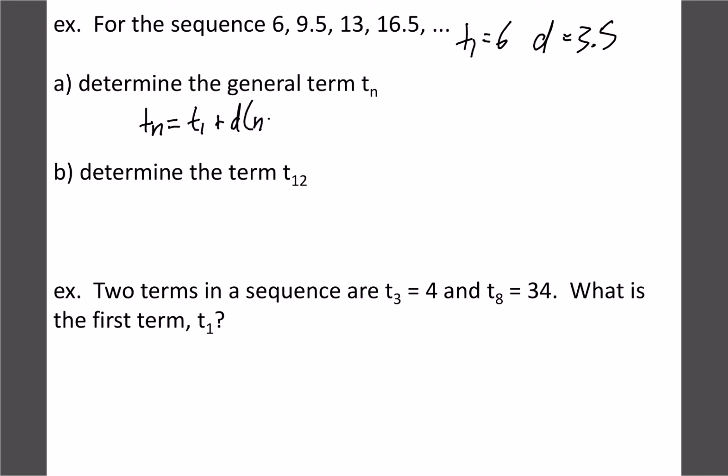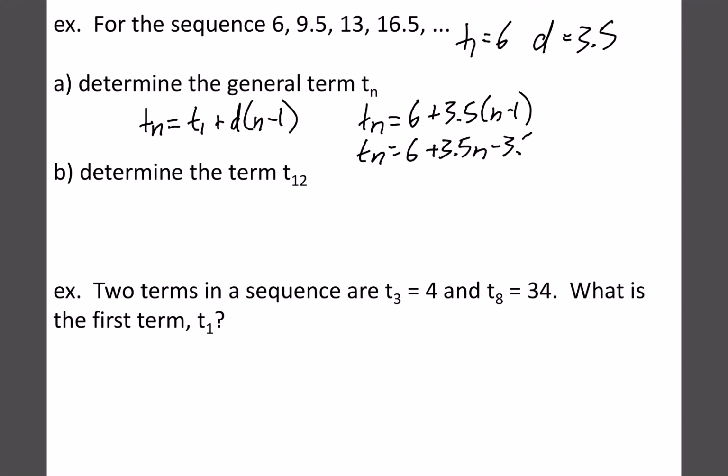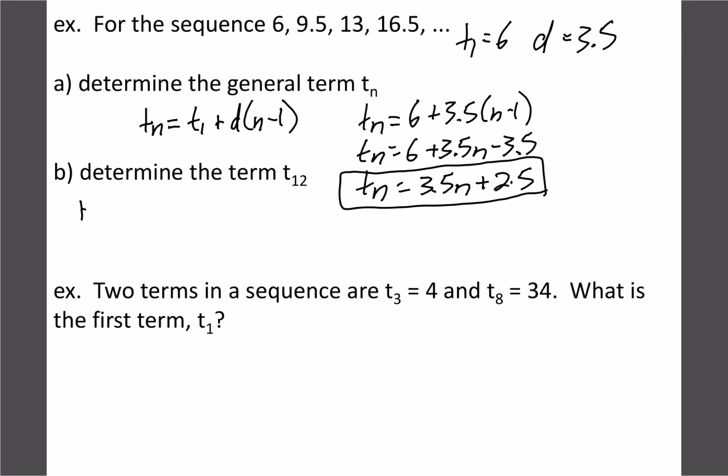So let's put the d in first, so it'll look like that. Our T of n then is term 1, which is 6, plus our d, which is 3.5, times n minus 1. We can actually simplify that a little bit. We could get 6 plus 3.5n minus 3.5, and we could even simplify that a little bit more to make it 3.5n plus 2.5. What that formula does now is it's a little bit quicker to actually solve for any term. So we can actually put T12 into this new formula.